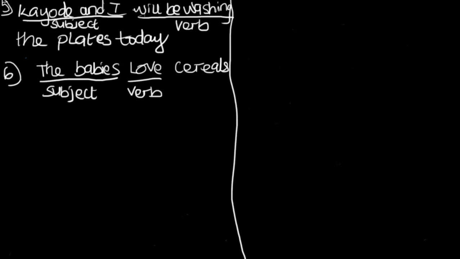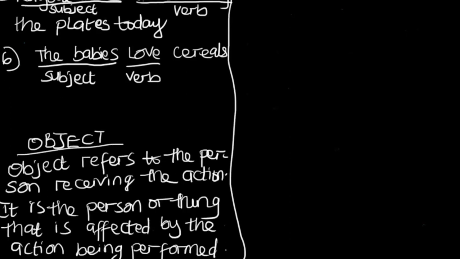So now, straight up, we're moving to the next thing. We're moving to objects. So the object, on the other hand, refers to the person receiving the action that is being performed. So people call it the recipient, the person on the other end. Ayo slapped the boy. Who is performing the action? Ayo. Ayo is slapping. Now, who is receiving the action? That is what we call the object. So object refers to the person receiving the action. It is the person or thing that is affected by the action being performed. Like the example I gave earlier.